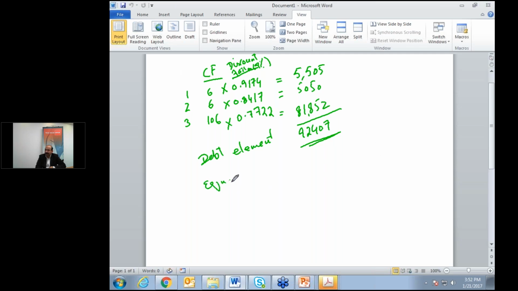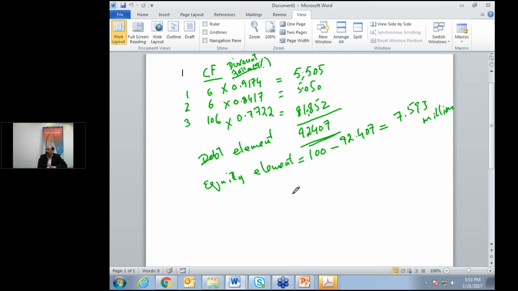And the equity element is equal to 100 minus 92.407. Here I note it should be a dot. Here it should be a dot. Here it should be a dot. So this will give us 92.407. The figure is in million, so this will give us 7.593 million. So this is the equity element.